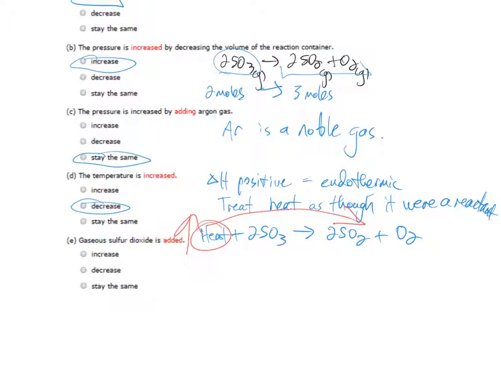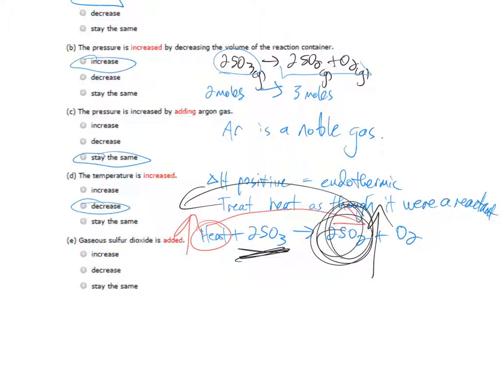Okay, last one. Gaseous sulfur dioxide is added. Sulfur dioxide is one of the chemicals. This one's kind of easy. So you've got sulfur dioxide here, and they're saying it's added. Well, you'd shift away from the increase, shift towards the reactant side of the equation, and that reactant side of the equation includes SO3. And so that's an increase.